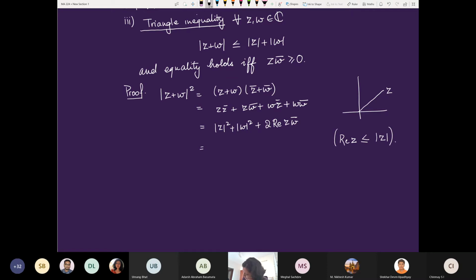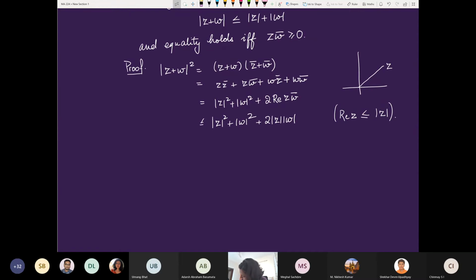And so now you switch to an inequality, and it's always good to keep track of when you're switching to an inequality. That's often the key point. And here, this inequality switches to 2 times absolute z, absolute w. And now this is nothing but absolute z plus absolute w, whole squared. Right?